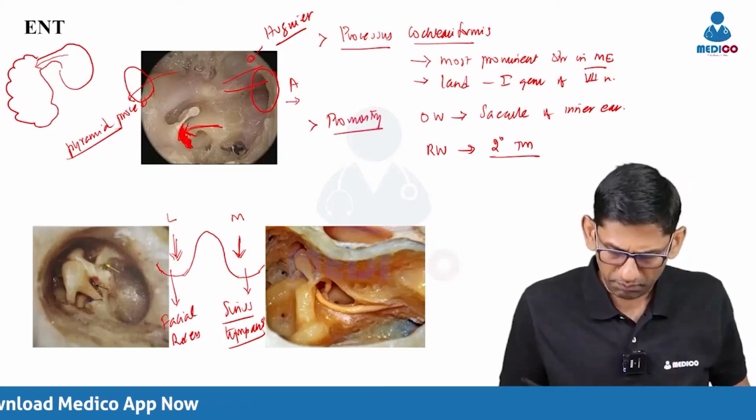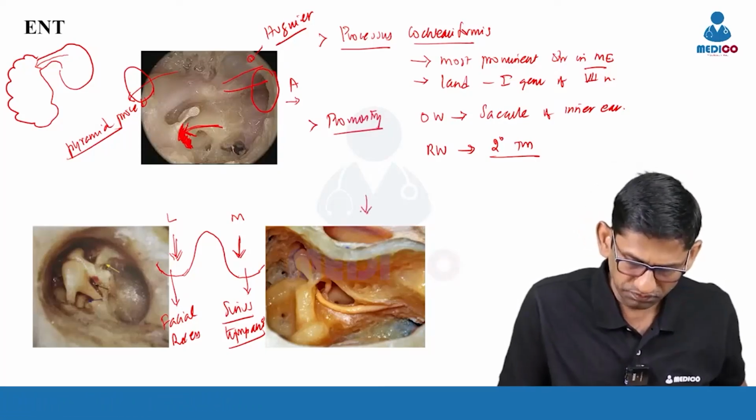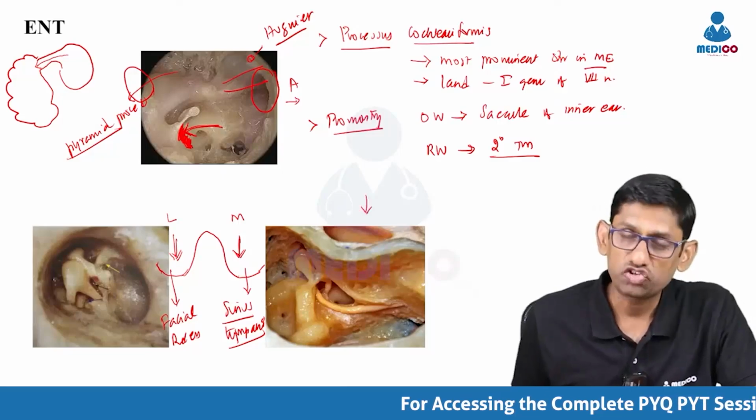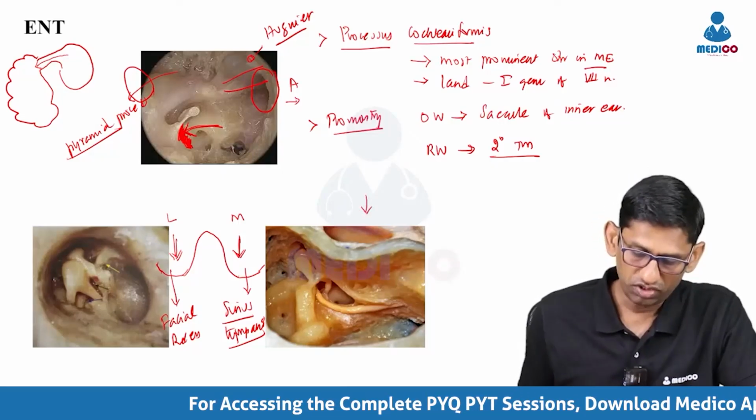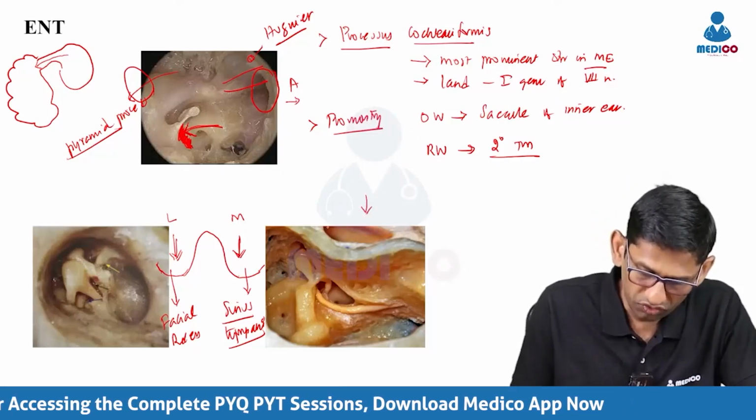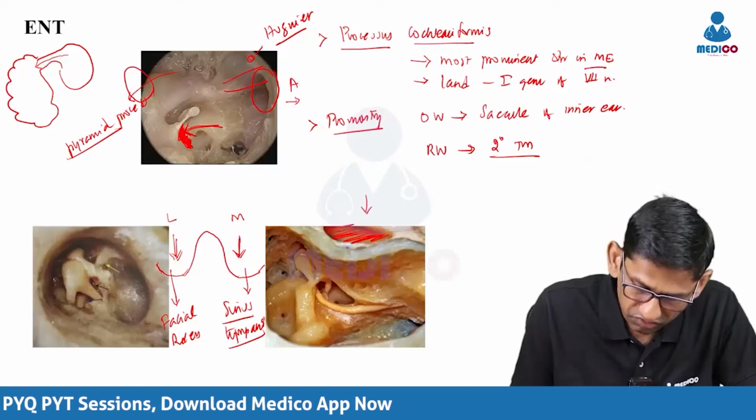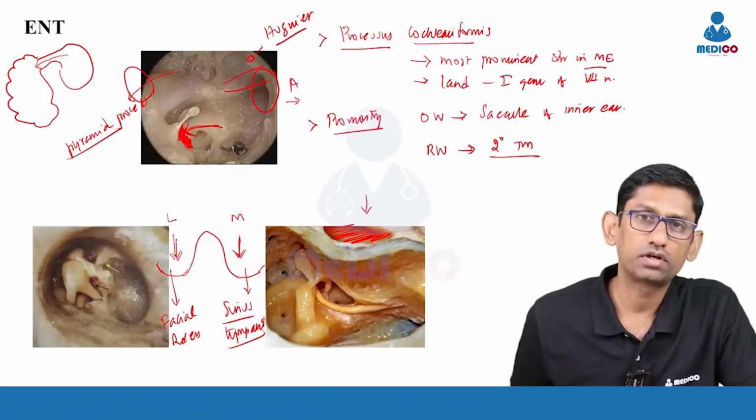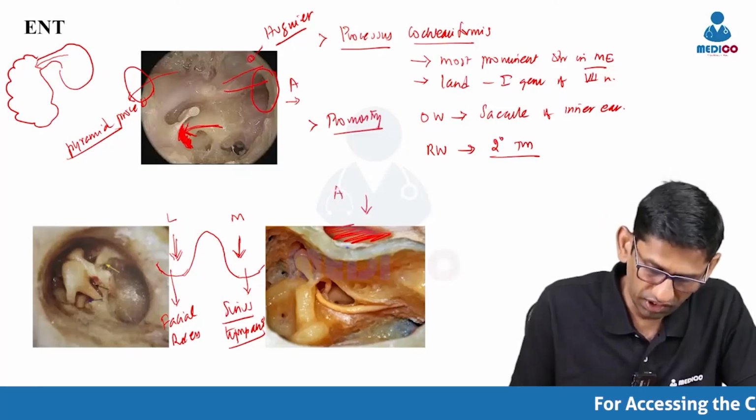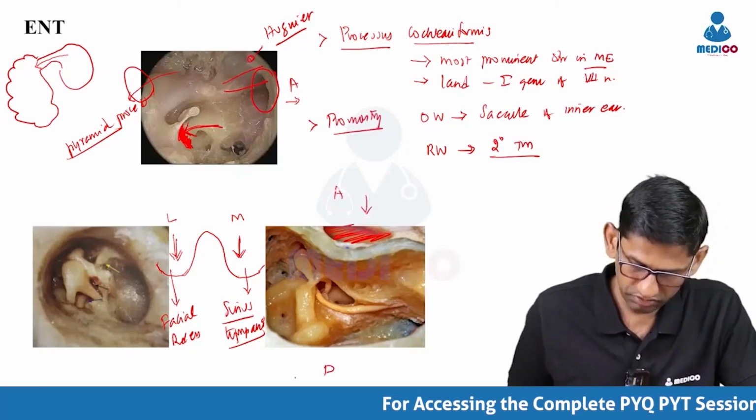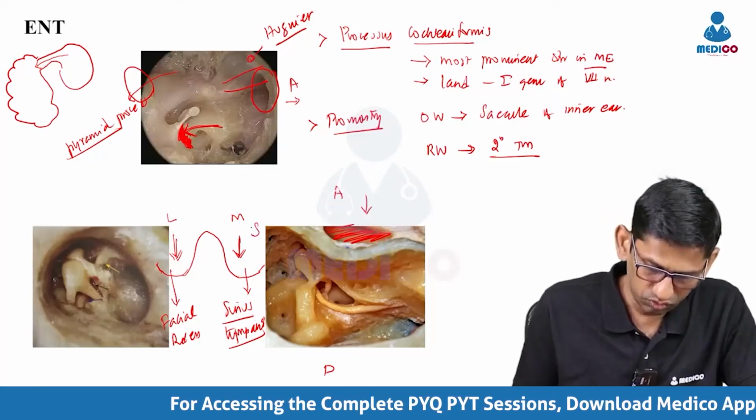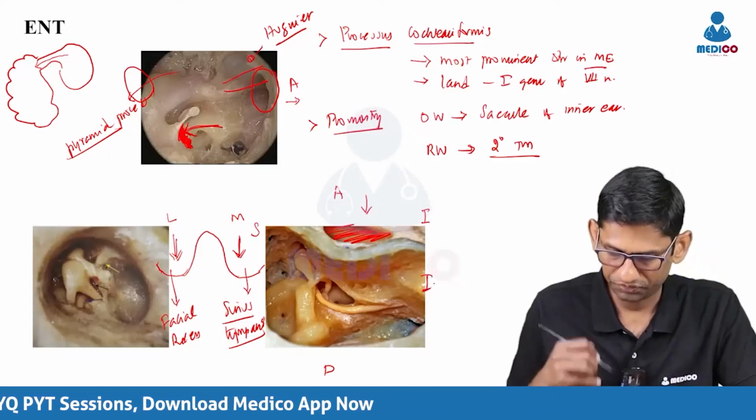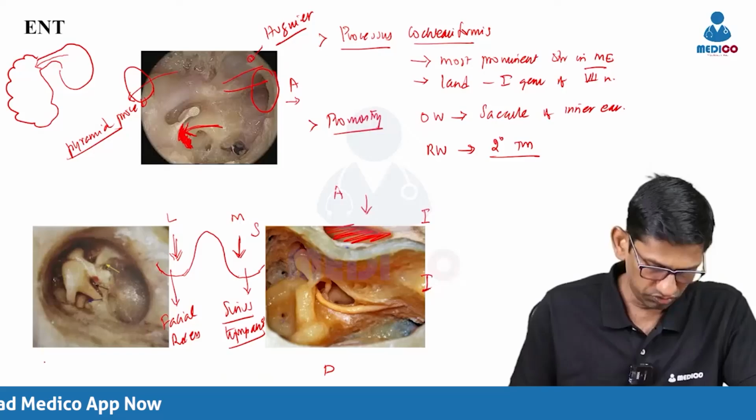So anatomically, coming to this picture, we are seeing from the mastoid side. The patient is lying down on the couch. You are seeing the external meatus here. Please remember again, the patient is lying down on the couch, the right ear. So this is anterior, this is posterior, this is superior, this is inferior. So this is the position of the patient.